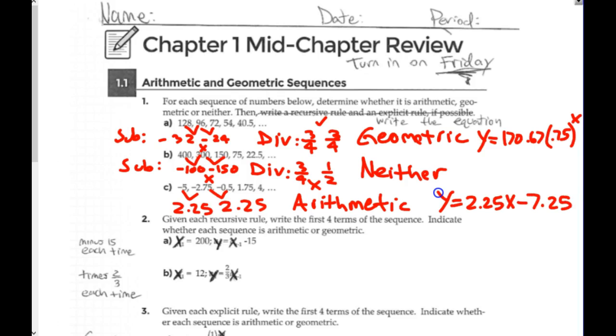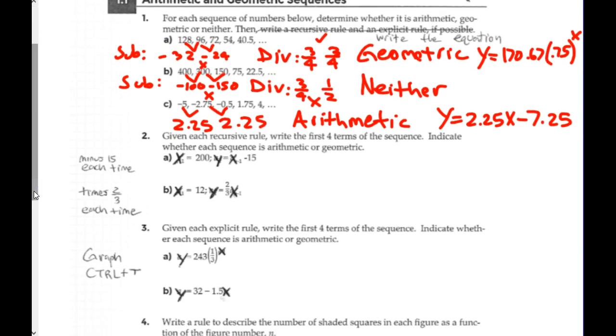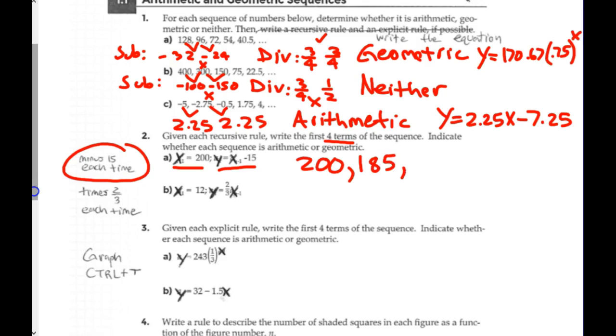Alright, these next ones, I wrote little notes off to the side, but it gives you the first term, 200. I need 4 terms, so for the next couple terms, all I'm going to be doing is subtracting 15 each time. So that would be 185, minus 15 again would be 170, minus 15 again would be 155.